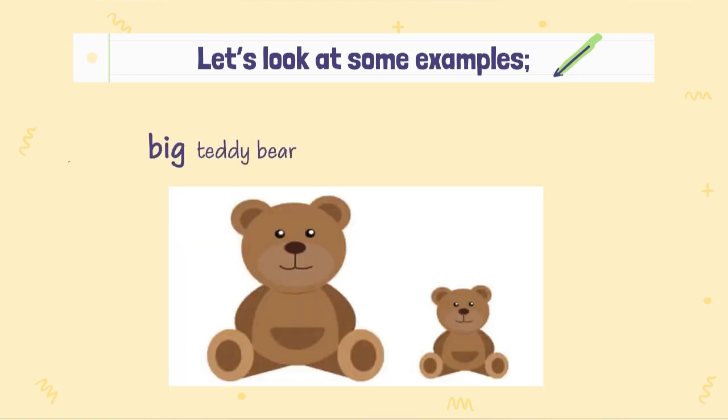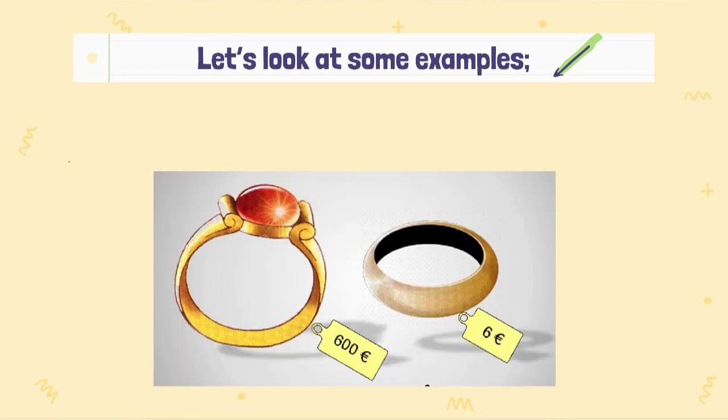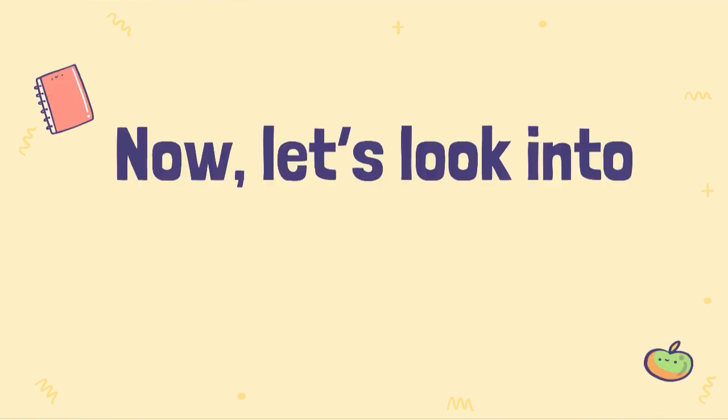Big teddy bear, small teddy bear. Okay, big and small. Big is the basic adjective. Small is also the basic adjective. Alright, next example, expensive ring, cheap ring. Expensive means it costs you a lot of money, while cheap, not really expensive.